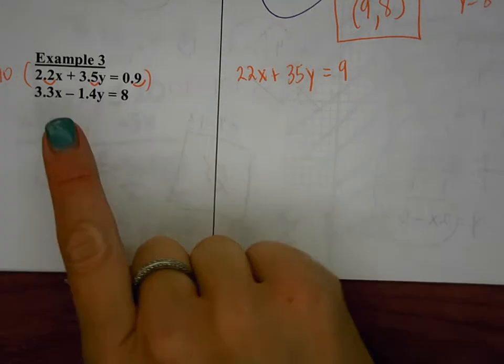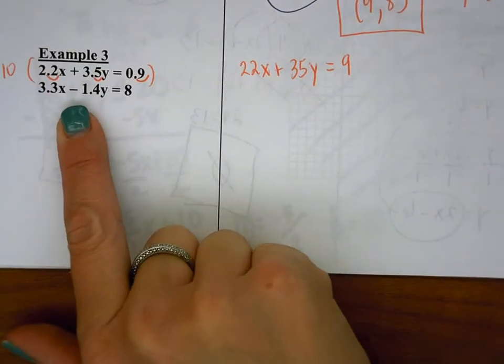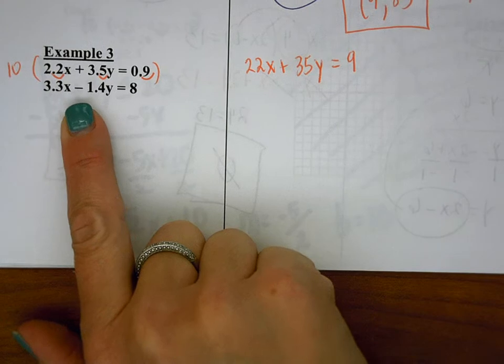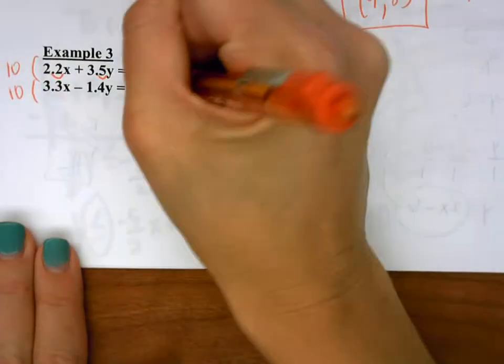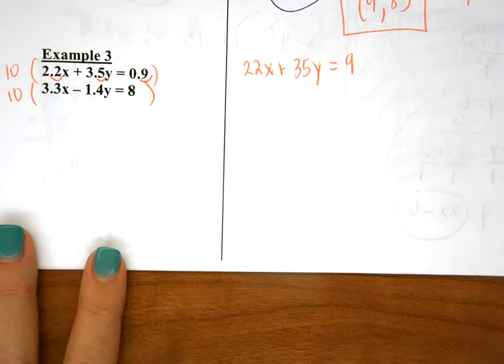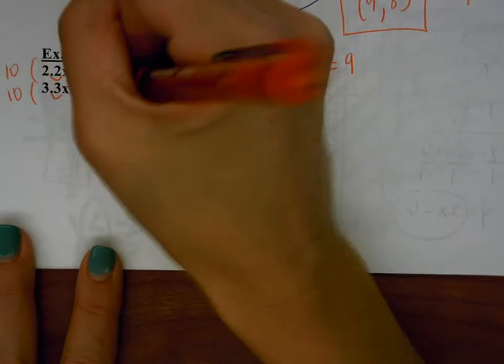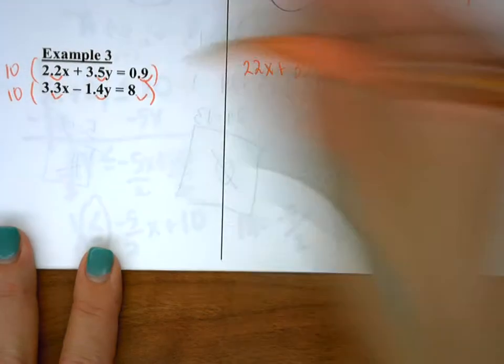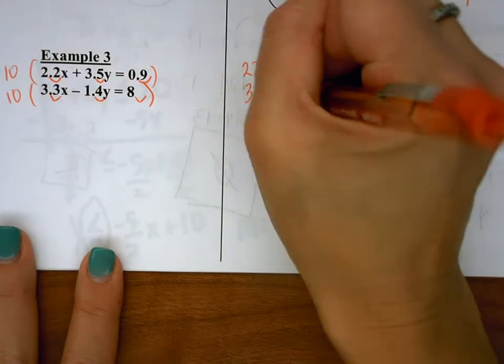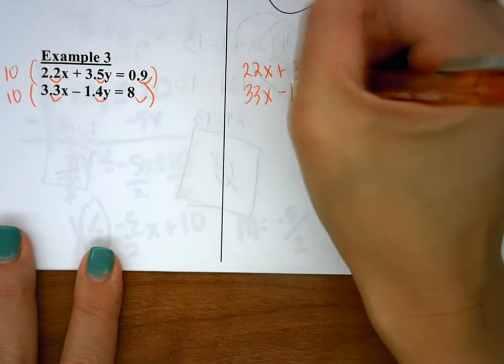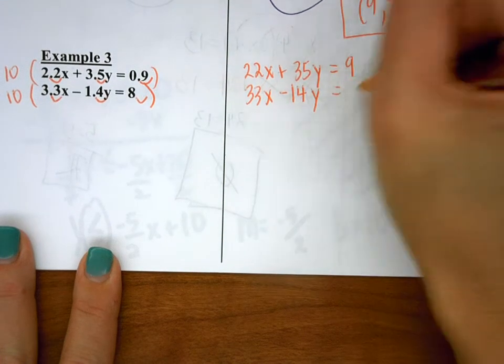On my next equation, again, the largest amount of numbers I have behind each decimal is what? 1 place. So I'm going to multiply each of these by 10. So what do I end up with on this equation? Good. So we get 33x minus 14y equals 80.